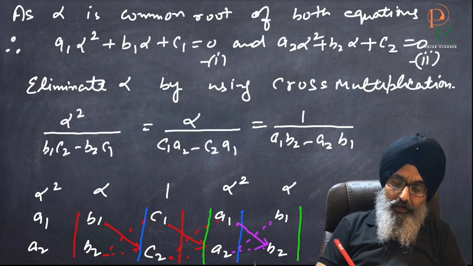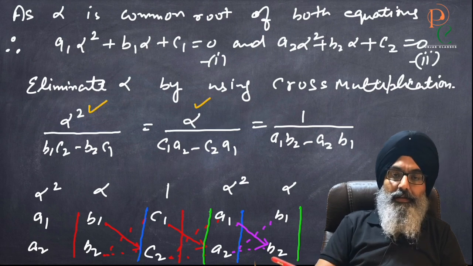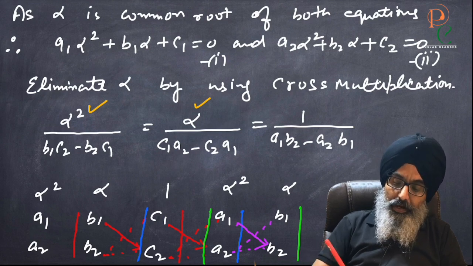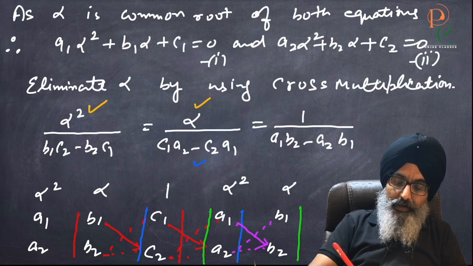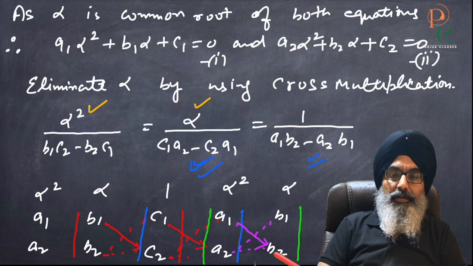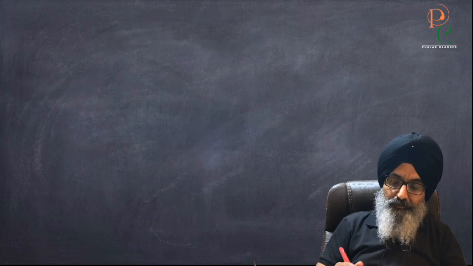Now we will compare the two equations at a time, that is I compare the first and the second. Alpha square divided by b1 c2 minus b2 c1 equals to alpha by c1 a2 minus c2 a1, and then later on I will take the third and second, that is alpha by c1 a2 minus c2 a1 equals to 1 by a1 b2 minus a2 b1, and simplify the terms. So let's see what that will become.